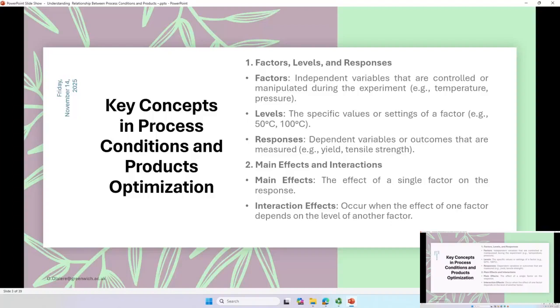So now, in design of experiment, we have main effect. That is the effect of a single factor on the responses. And you have the interaction effect. That is the effect of one factor depending on another one on the response. Do you understand that?